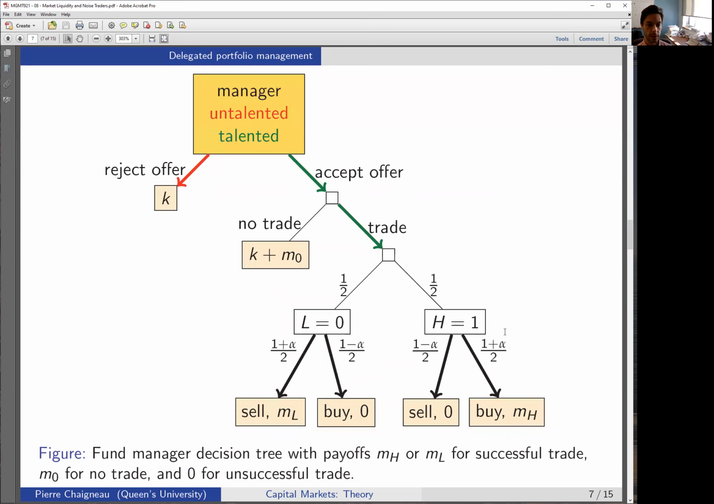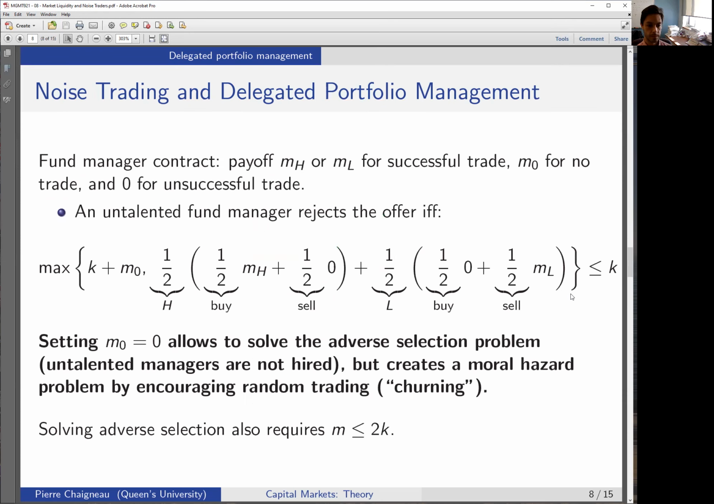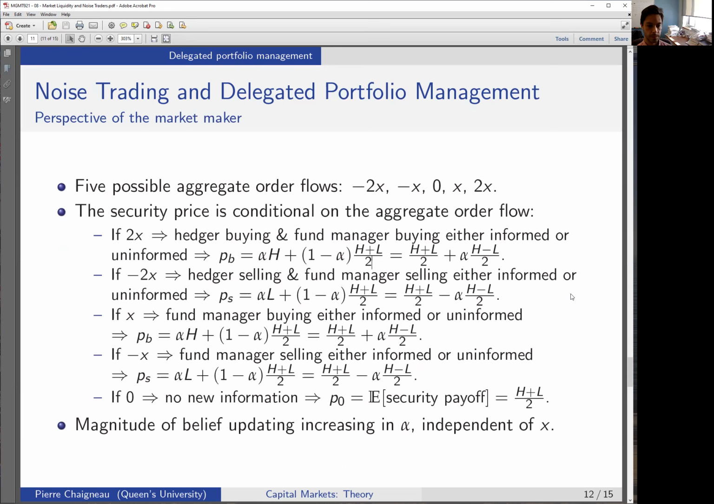Now this is just the expected value of the security from the market maker's perspective when the market maker knows that the fund manager is buying. Okay, if we just rewrite this, it's equal to this.